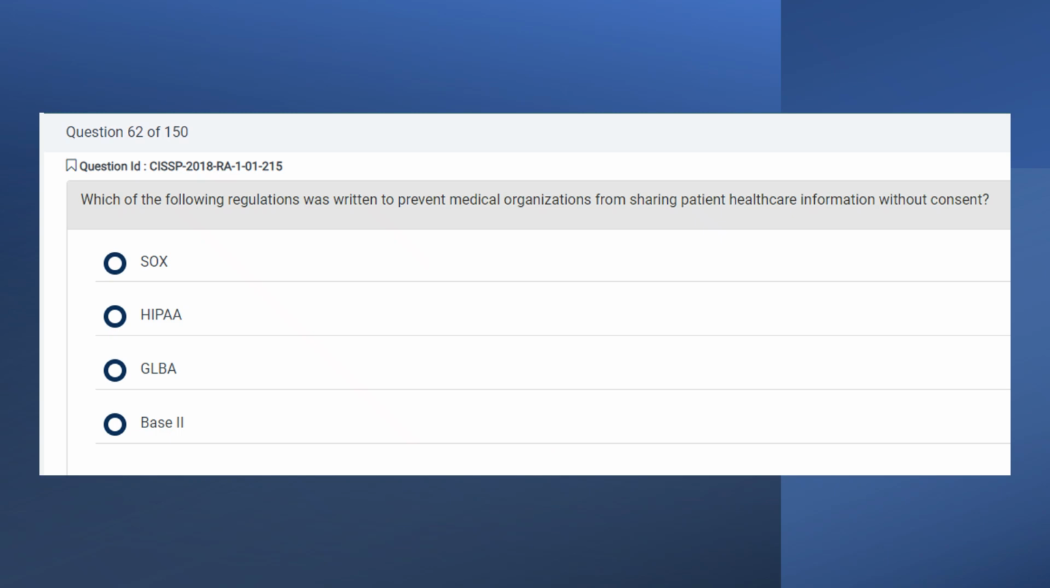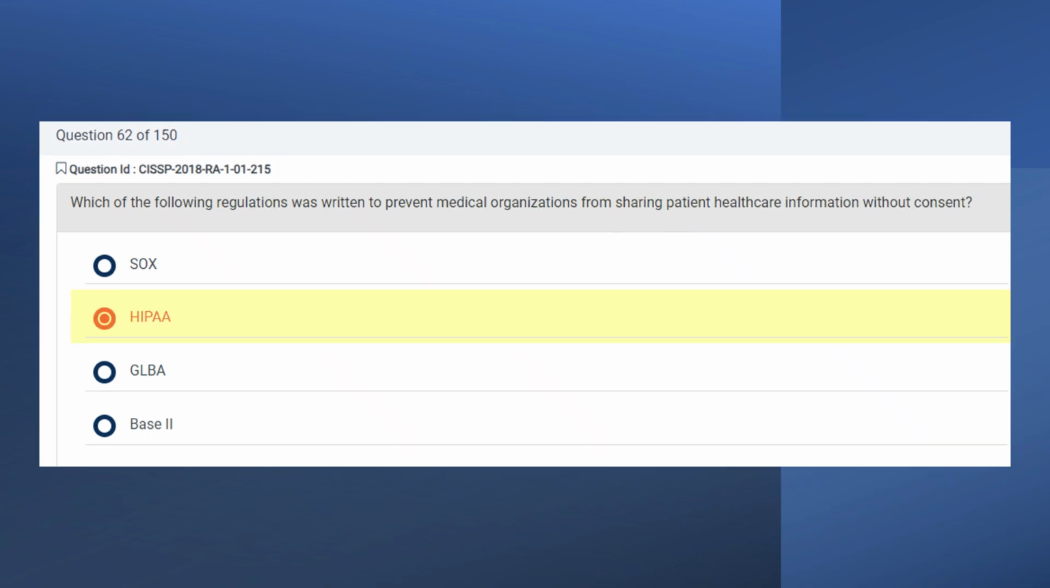Question 62. Which of the following regulations was written to prevent medical organizations from sharing patient healthcare information without consent? A. SOX, B. HIPAA, C. GLBA, D. Basel 2. The correct answer is HIPAA.